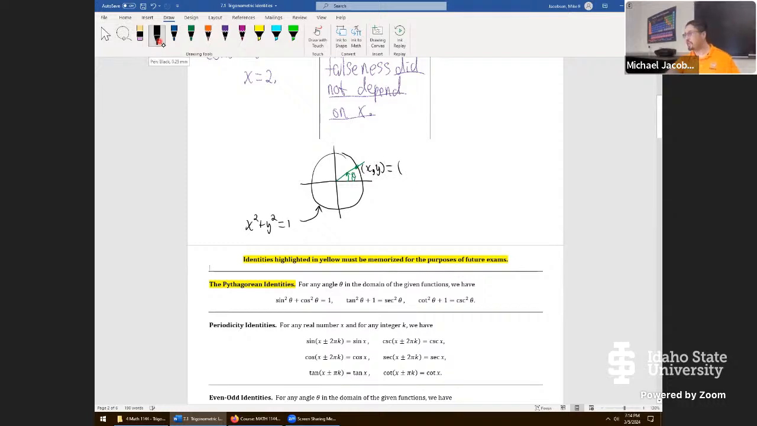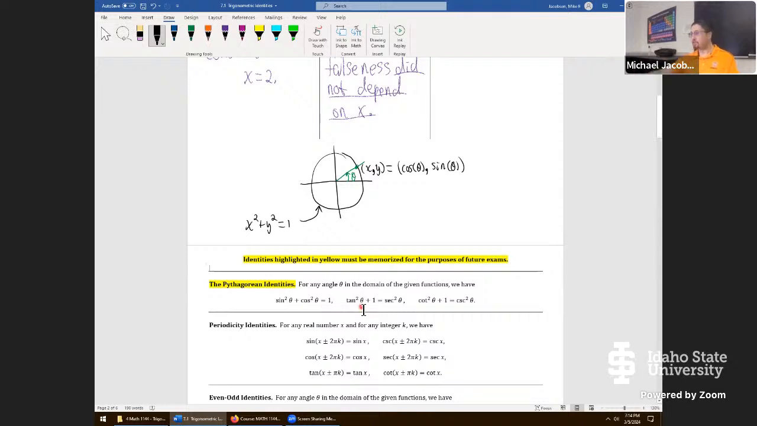But the x coordinate is cosine theta. The y coordinate is sine theta. And so the cosine theta, sine theta get plugged right back in here. And there you have your Pythagorean identity. That one's the hard one to prove, actually, because it goes all the way to sections 5.1, 5.2. It's the core definition of trigonometry.